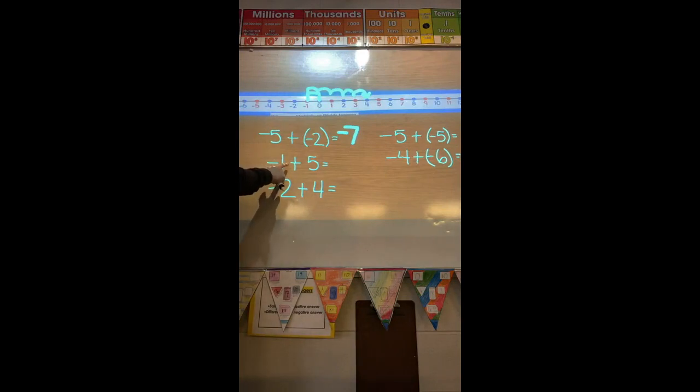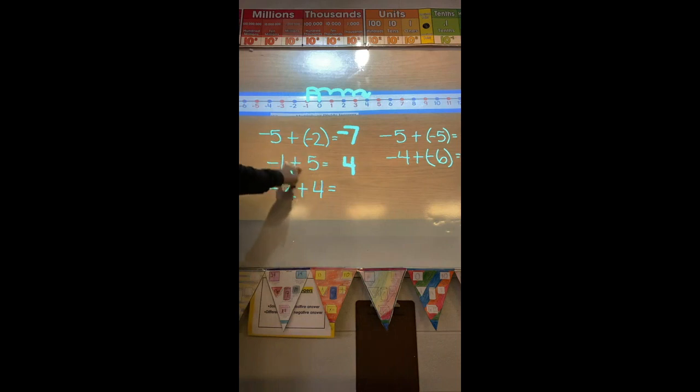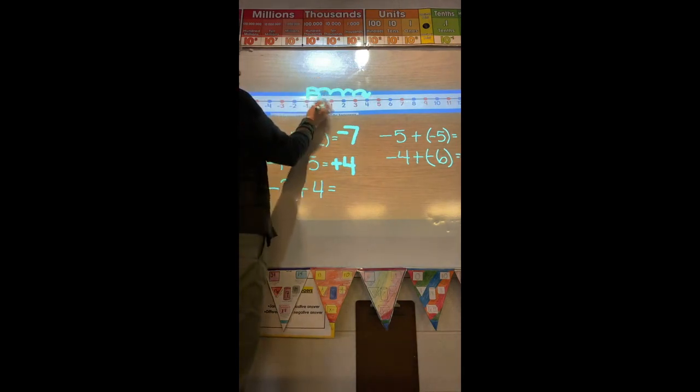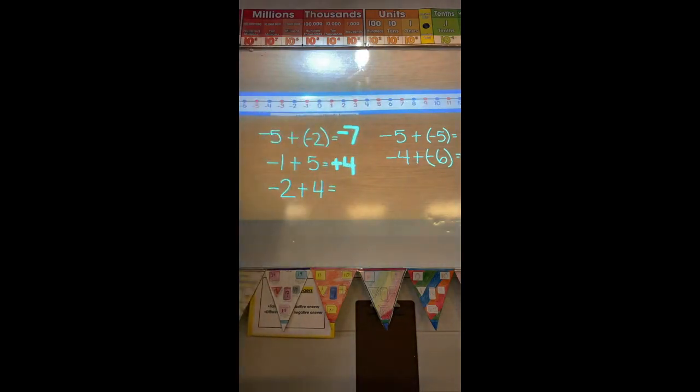Same signs, add and keep, different signs, subtract. 5 take away 1 is 4. Take the sign of the higher number, then it'll be exact. Our positives, we have more positives than we have negatives. Okay? It's watching that movement as to which direction do we go on a number line when it's a positive number or negative.